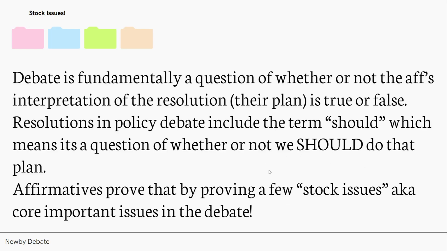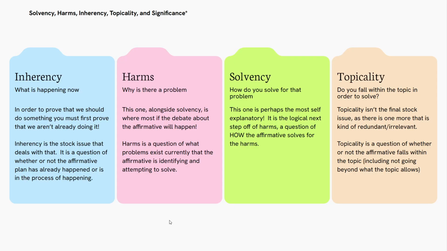In order to prove that, traditionally, affirmatives do that by proving a few stock issues true, which are core issues in the debate. There's technically five, but we're going to focus on the main four, and then we'll talk about the outlier in a second. First is inherency. Inherency deals with what's happening right now. In order to prove that you should do something, you have to also prove that we aren't already doing it, which seems pretty self-explanatory, but that's what inherency is dealing with.